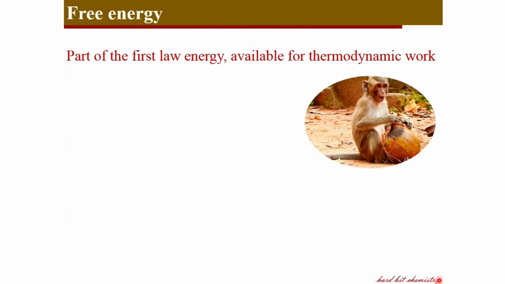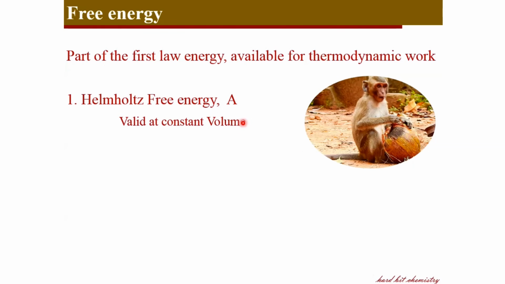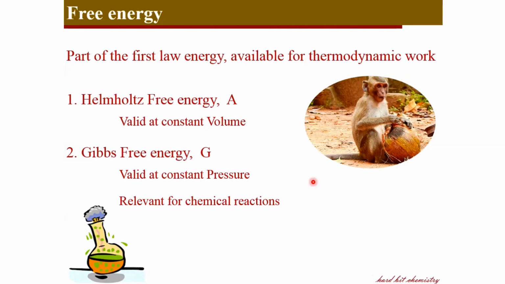And for a system, thermodynamically there are two kinds of free energy. The Helmholtz free energy, which is represented by the letter A, and this is defined for constant volume processes. And the second one, Gibbs free energy, is valid for constant pressure conditions. And we know that constant pressure condition is more relevant for a chemical laboratory or for chemical reactions. Therefore, Gibbs free energy is more relevant for chemical reactions in laboratories than Helmholtz free energy.